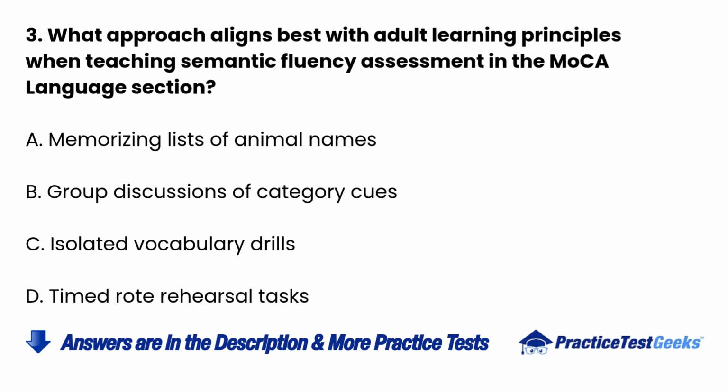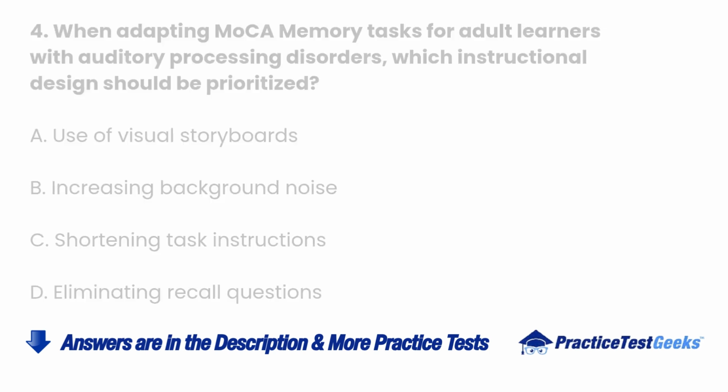3. What approach aligns best with adult learning principles when teaching semantic fluency assessment in the MoCA language section? A. Memorizing lists of animal names. B. Group discussions of category cues. C. Isolated vocabulary drills. D. Timed rote rehearsal tasks.